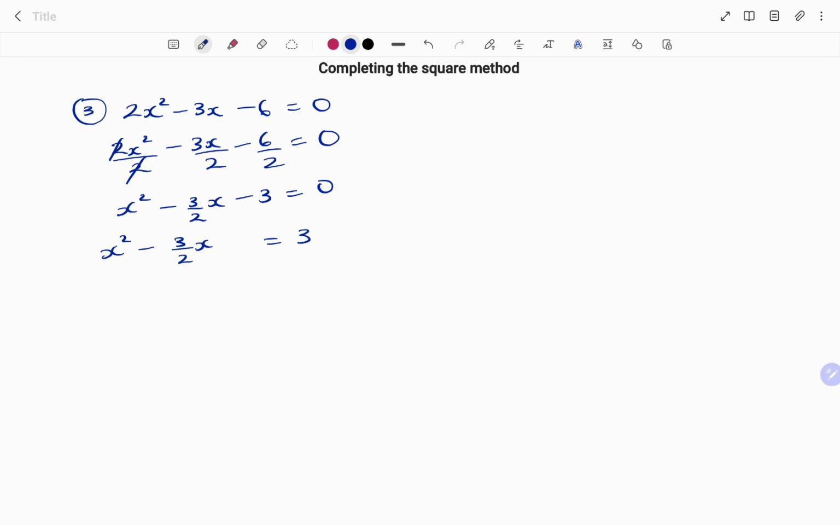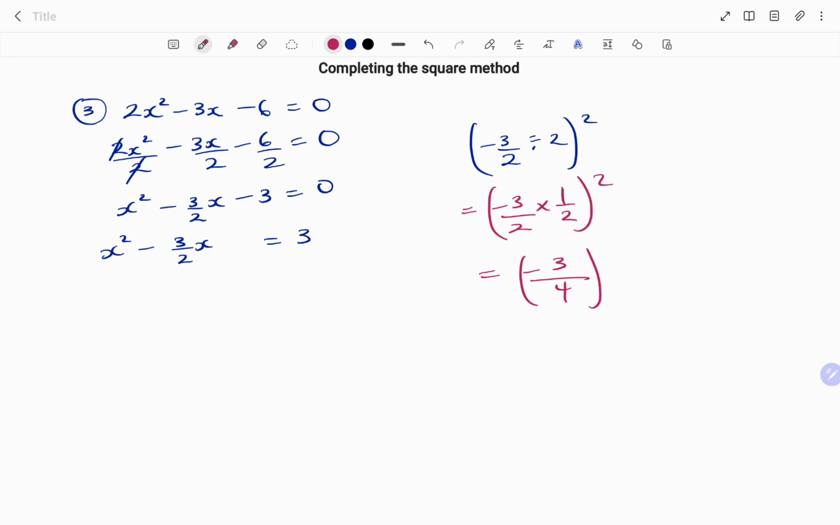Completing the square, I need to add the square of half the coefficient of x. The coefficient of x here is minus 3 over 2. Halving it, dividing by 2, and then squaring it gives me minus 3 over 2 times 1 over 2, all squared. That will be minus 3 over 4, all squared. So that's what I'm going to be adding to both sides.